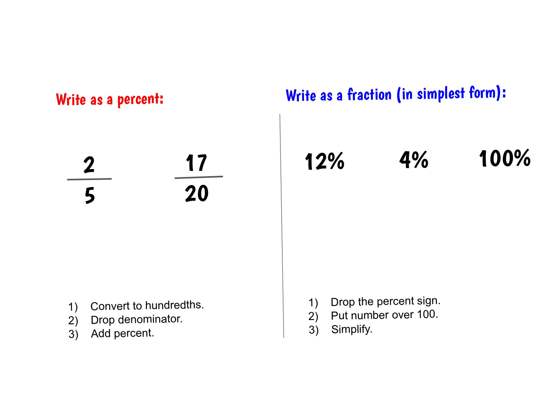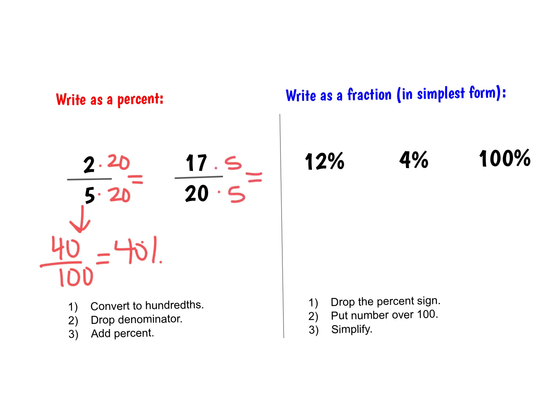So we have 2/5, we want to write it as a percent. Remember, we need to get it to 100, so I'm going to multiply it. 5 times 20 is 100, so then we do 2 times 20. I'm going to rewrite it down here. We get 40/100. Remember, it has to be over 100 before I can write it as a percent. 40/100 is the same as 40%. 17/20, again, multiply everything by 5, because 20 times 5 is 100. 17 times 5 is 85/100, so we would get 85%.